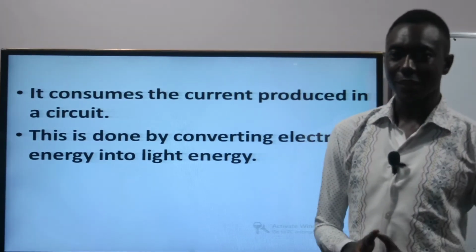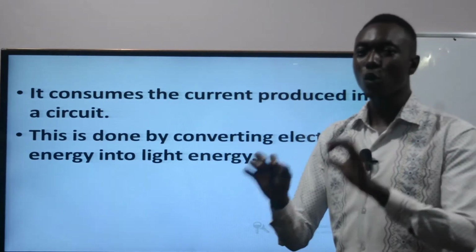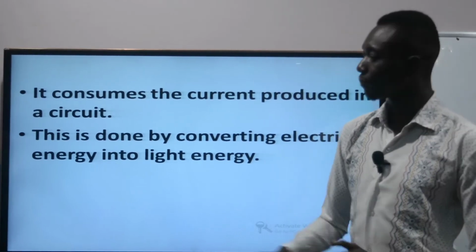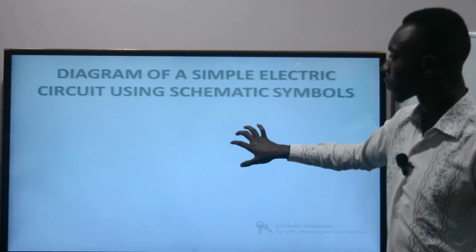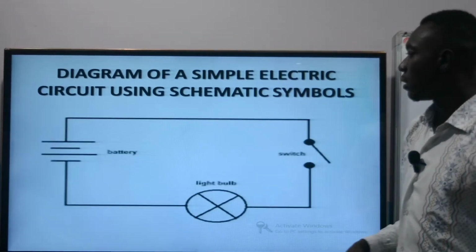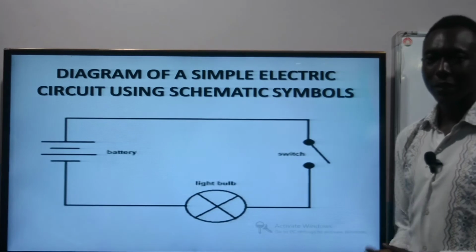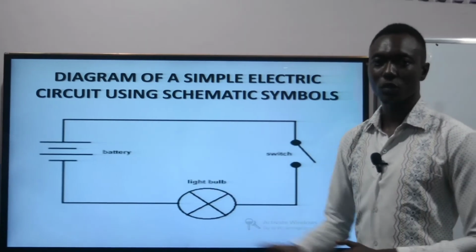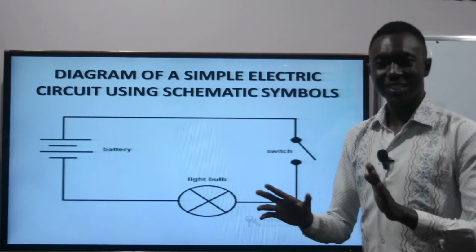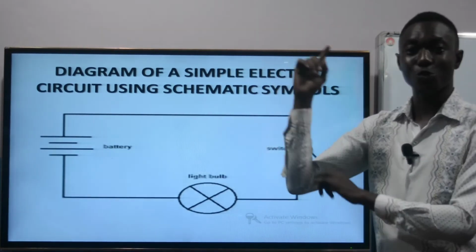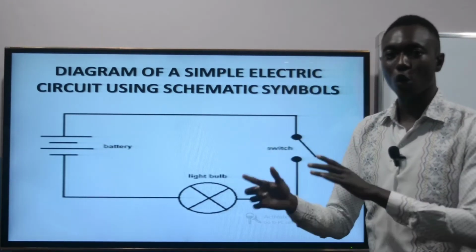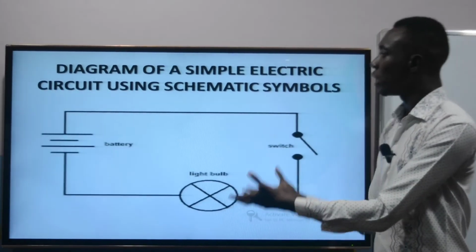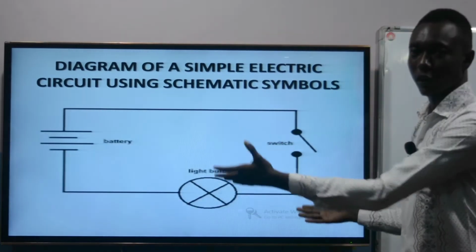Now, to end the lesson, I want us to have a closer look at the schematic diagram of the electric circuit. So, putting them together, this is how we are going to draw our simple electric circuit. Should we be asked, please don't draw the switch as you saw earlier on. Neither should you draw any component as you saw earlier on. If you are asked to draw a simple electric circuit, use the schematic symbols and draw this diagram.